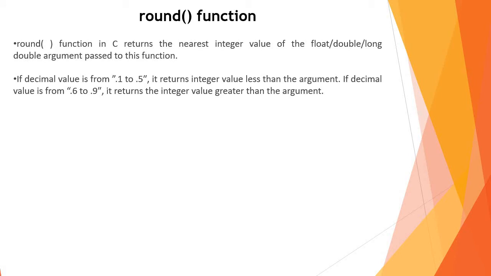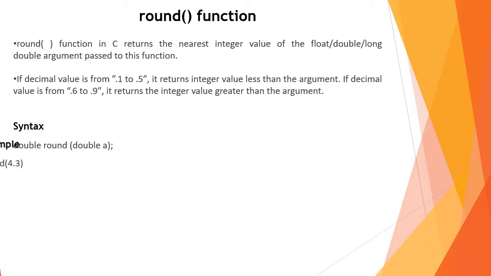Next, the round function. The purpose of the round function is to return the nearest integer value of the argument passed to this function, whether the data type is float, double, or long. If the decimal value is between 0.1 and 0.5, it will return the value less than the argument. If the value is from 0.6 to 0.9, it will return the value greater than the argument. The syntax for the round function is double round(double a), where round is the function name, double a is the argument we are going to send, and double is the return type.